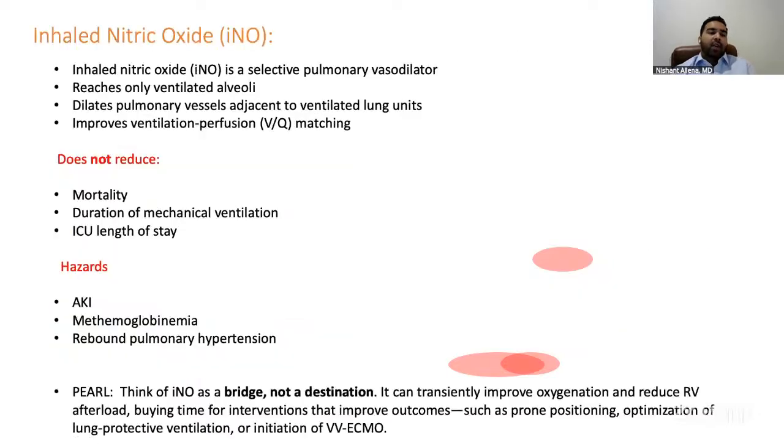Then the other topic is inhaled nitric oxide. So it's a selective pulmonary vasodilator. As it reaches only ventilated alveoli, it dilates the pulmonary vessels, thus improving your VQ matching. Key things to remember: it does not reduce mortality, does not decrease the duration of mechanical ventilation, does not decrease the ICU length of stay. What are the hazards? AKI, most common, and methemoglobinemia. And if your down-titration strategy is not proper, you can cause rebound pulmonary hypertension.